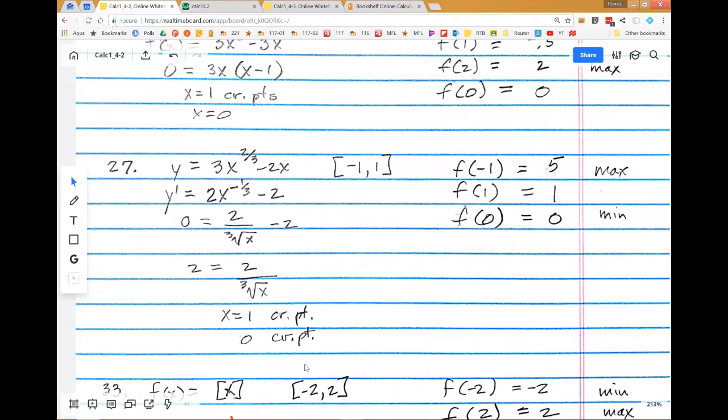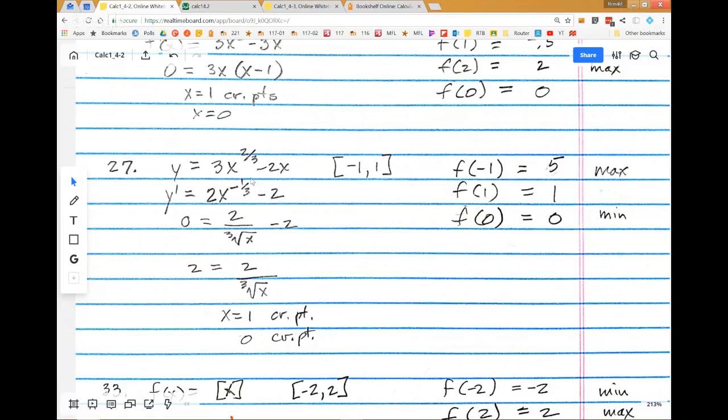All right, so now we take these 2 points along with our endpoints, and over here on the right, we find out what is the function at each of those. By the way, 1 is a repeat, it's a critical point, and it's an endpoint. So at -1, what's the cube root of -1? -1, and then -1 squared is 1, and 1 times 3 is 3. And then you have -2 times -1, which is +2, and 3 plus 2. So we wind up with a 5.